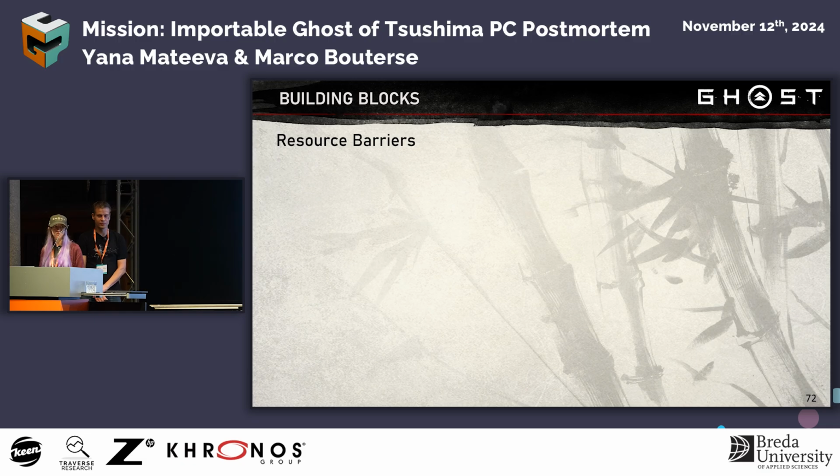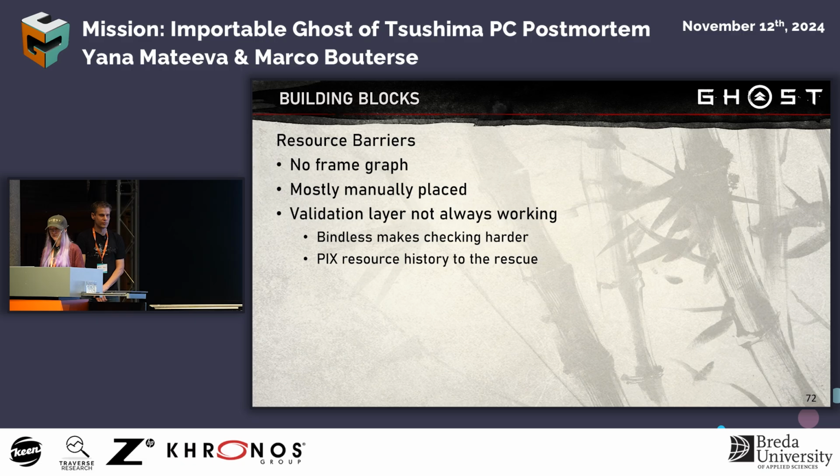We also need to make sure that our resource states are correct. And unfortunately, the engine doesn't provide us with a frame graph. So we mostly had to manually place our barriers. And because we are heavily using bindless, we didn't really get a lot of help from the validation layer. So what we often resorted to doing is taking PIX captures, looking at the passes that we're currently working on, and then checking the resource history to make sure that we're using all of our resources in the correct state.